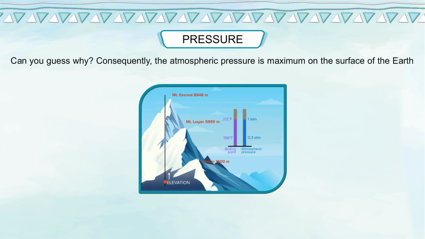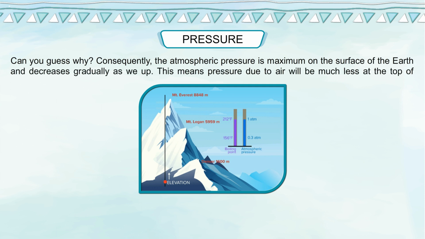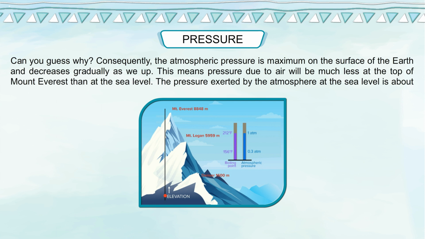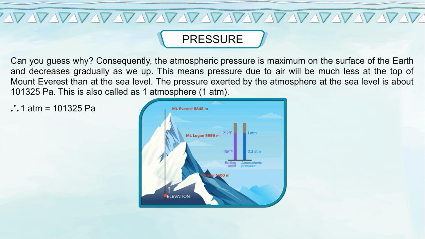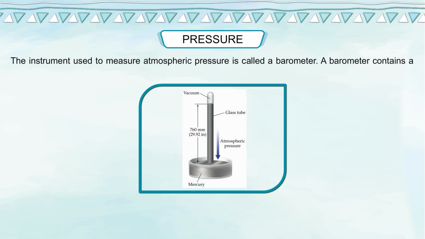Can you guess why? Consequently, the atmospheric pressure is maximum on the surface of the Earth and decreases gradually as we go up. This means pressure due to air will be much less at the top of Mount Everest than at the sea level. The pressure exerted by the atmosphere at the sea level is about 1,01,325 Pascal. This is also called 1 atmosphere, 1 atm. 1 atmosphere is equal to 1,01,325 Pascal. The instrument used to measure atmospheric pressure is called a barometer.